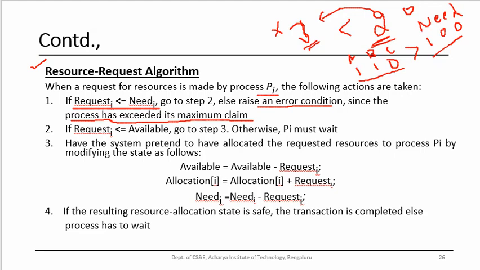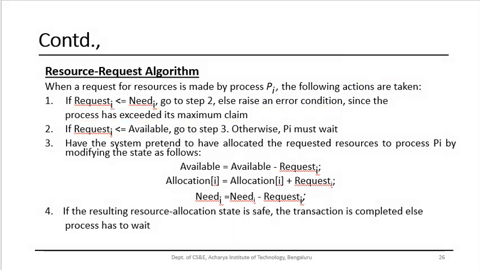So if the request of i is less than or equal to need of i, then we proceed to the next step, and we also check that it is not enough. If request of i is less than need of i, we should also ensure that the resources requested by the process Pi are actually available to give to it. If that is also met, then we go to step 3. Otherwise, we don't have enough resources to give to process Pi, so therefore Pi must wait.